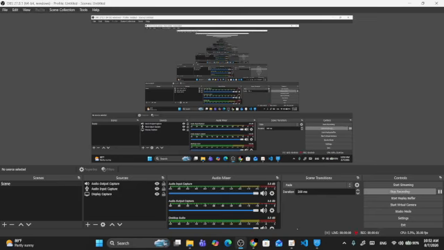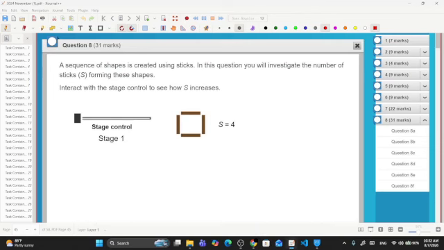So let's start with this. A sequence of shapes is created using sticks. In this question, you will investigate the number of sticks forming these shapes. Interact with the stage to see how S increases. So at stage 1, we have S being equal to 4.